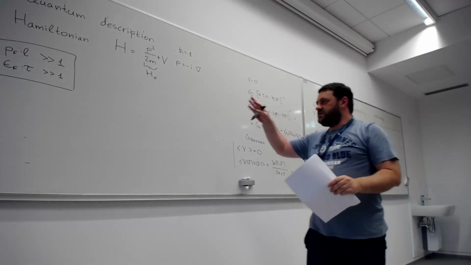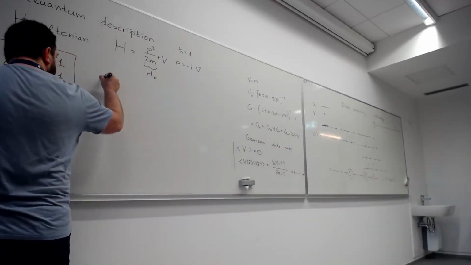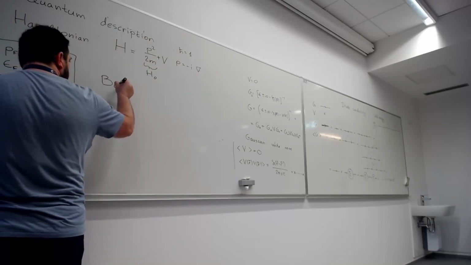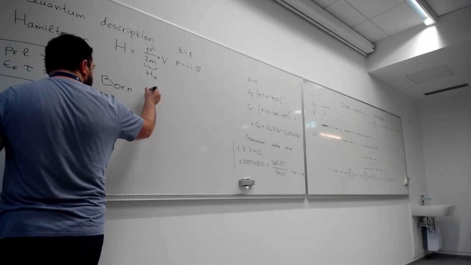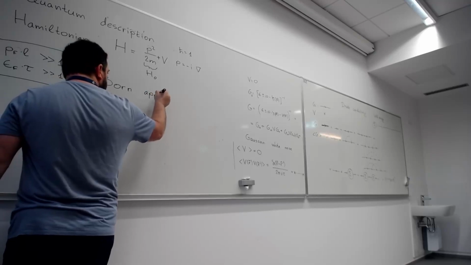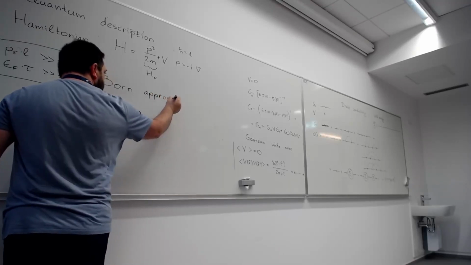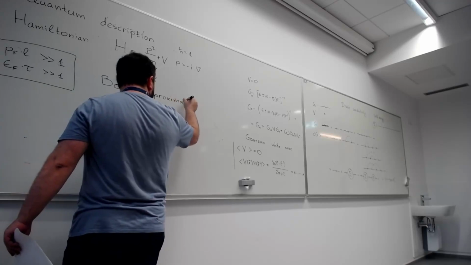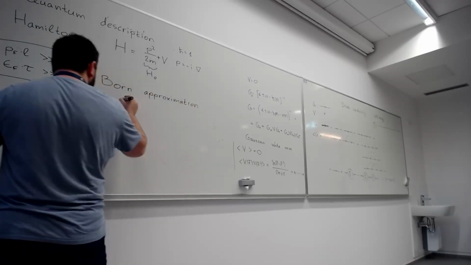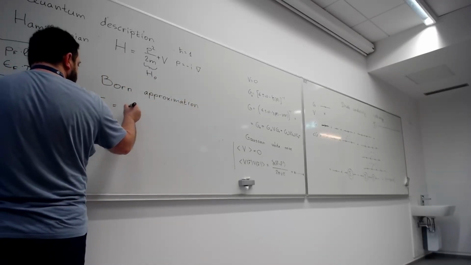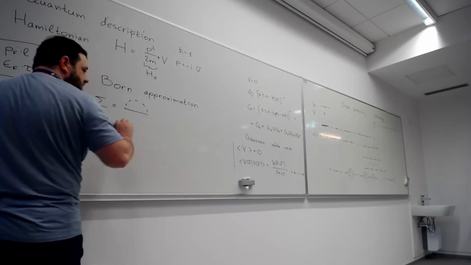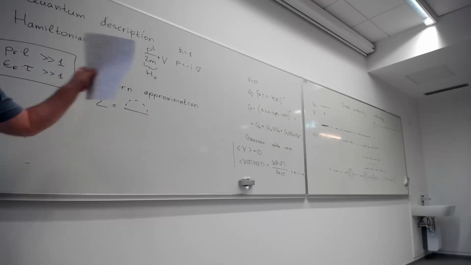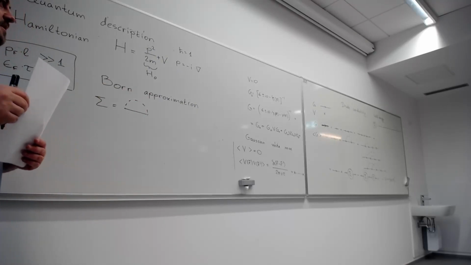So using this parameter, we can apply what is called the Born approximation. And the Born approximation means that we take sigma to be equal to just this diagram, and we neglect all the further terms in the series.